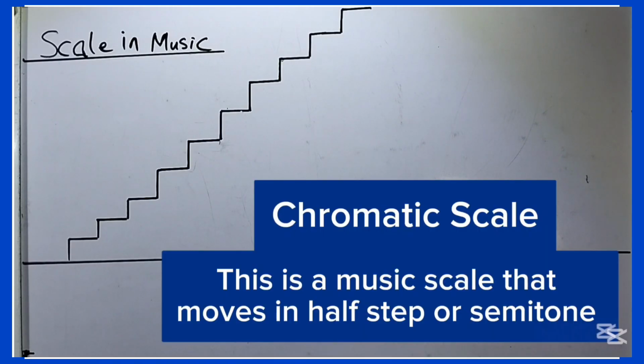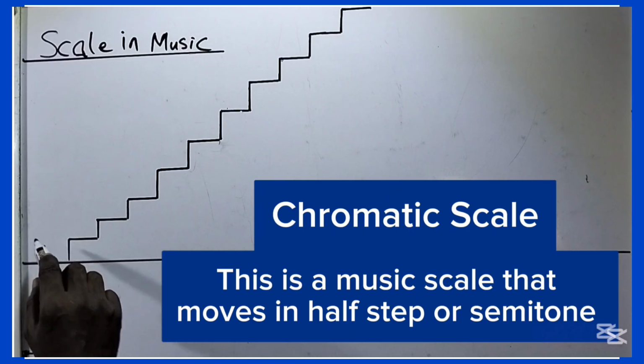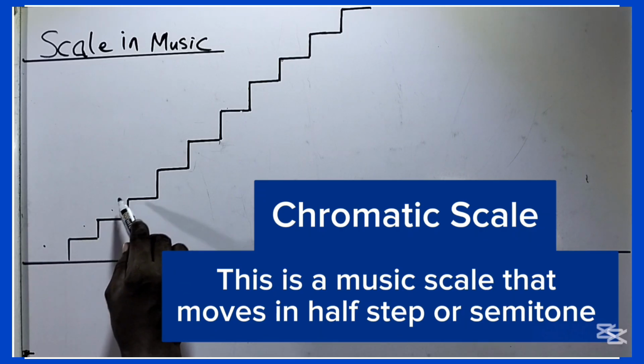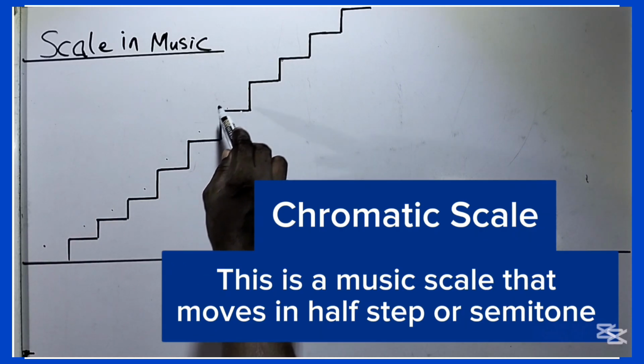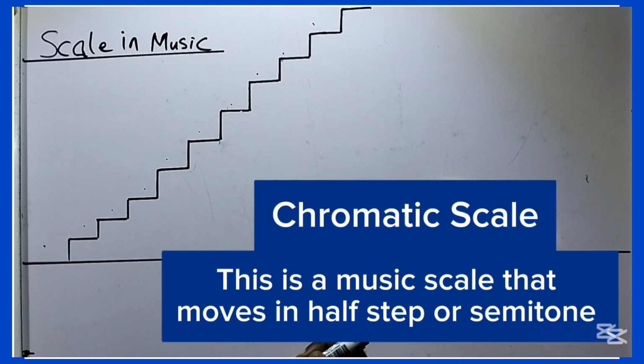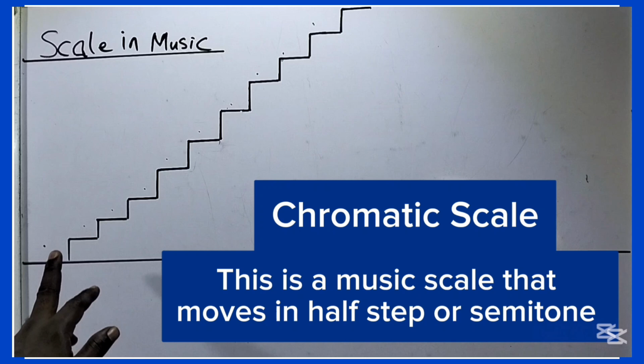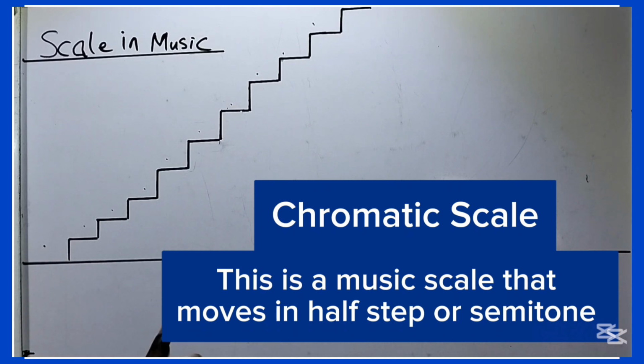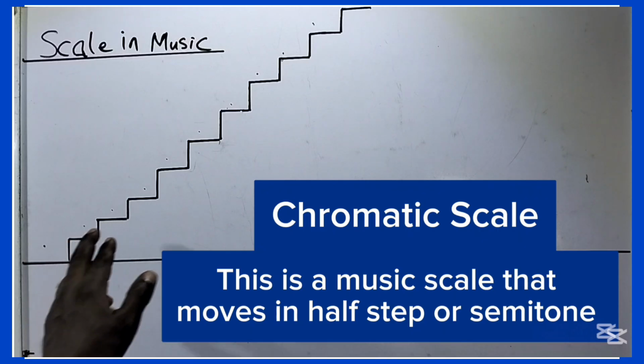Chromatic scales move by half steps. What it means is that if there is a sound here, there will be a sound here. They move by each step, just like somebody climbing a step one after the other. They move by half step. For you to make a tone in the chromatic scale, you move by each step.